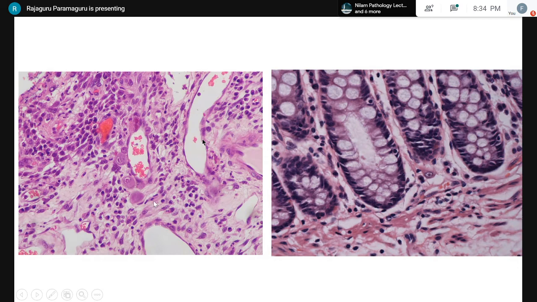This is a CMV infection of the colon. We can see intranuclear as well as cytoplasmic inclusions in the endothelial cell and the stromal cell, whereas this is a ganglion cell. When it comes to diagnosis of CMV, we have to keep in mind the ganglion cells, which can also be seen in the lamina propria or the muscularis mucosae. So that has to be kept in mind.